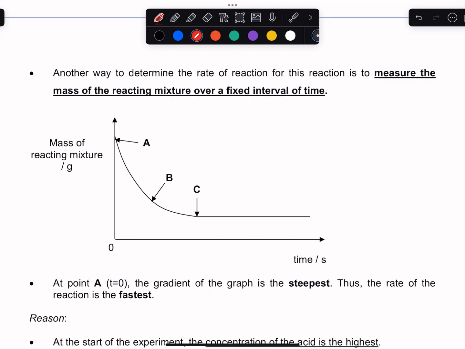Now, another way we can determine the rate of reaction is to measure the mass of the reacting mixture over a fixed interval of time. So instead of measuring the volume of gas, we measure the decrease in mass because of the gas evolved. Let me just write down: the mass should decrease as gas is produced and leaves the reaction mixture.